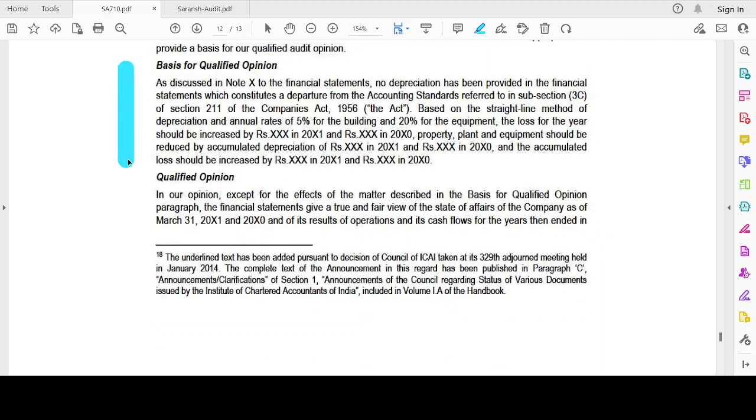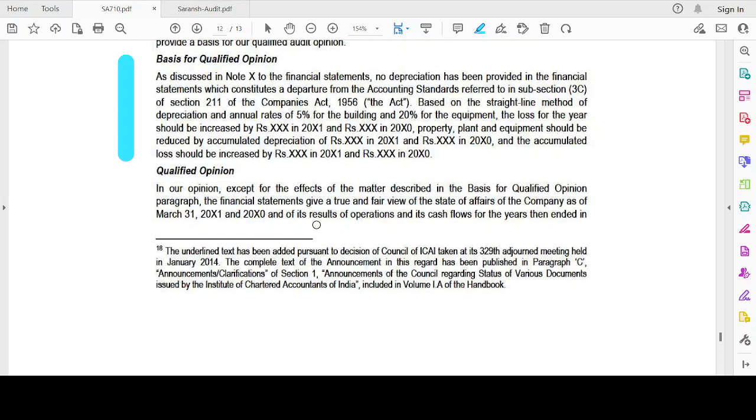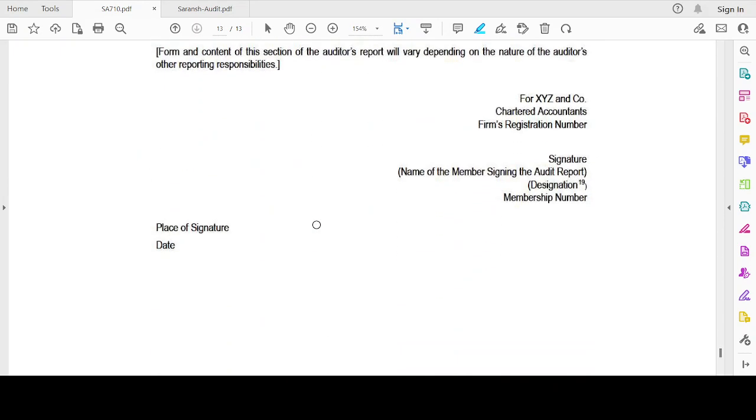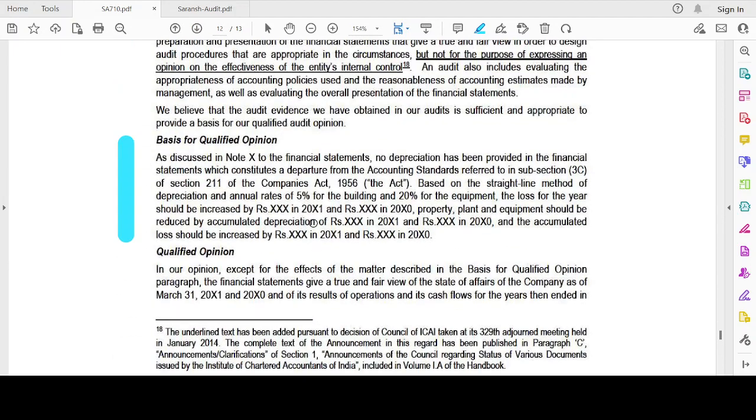As discussed in Note 10, the note is the same as the present. Understood? Or else I will read it once. As discussed in Note 10 to the financial statement, no depreciation has been provided for in the financial statement, which constitutes a departure from the accounting standards referred to in subsection or so and so section. Based on the annual rates for building and equipment as under, the loss for the year should be increased by so and so amount, and property, plant, and equipment should be increased by so and so amount. Accumulated depreciation should be increased by so and so amount.